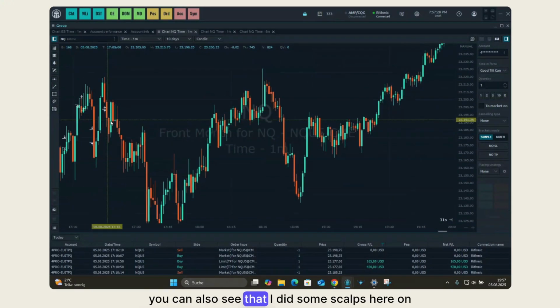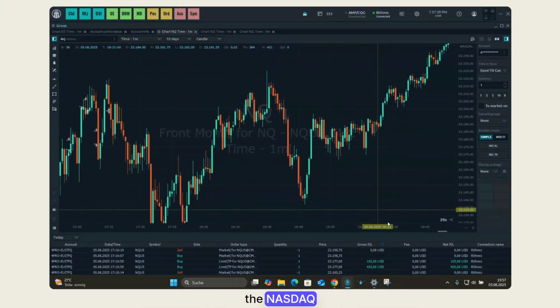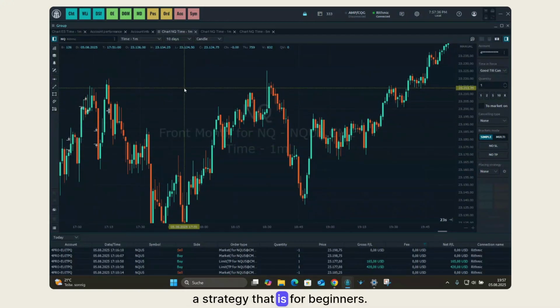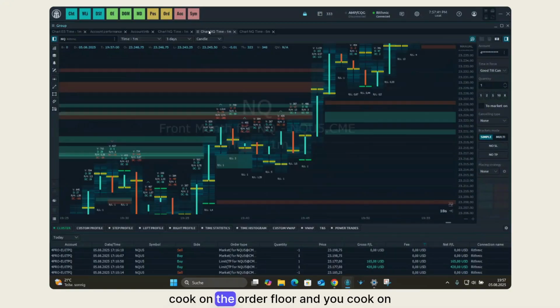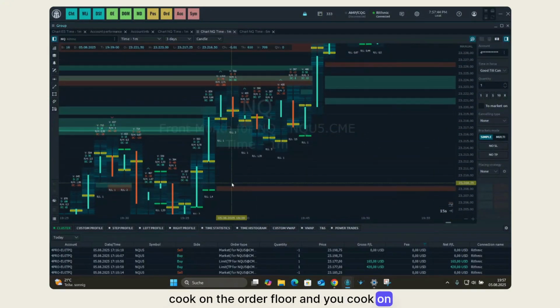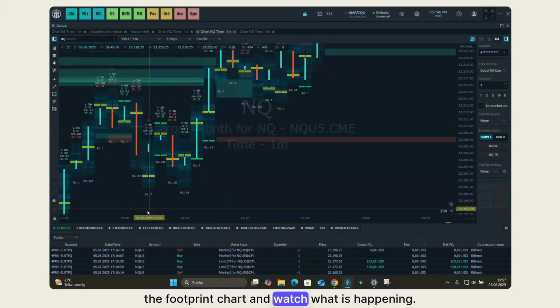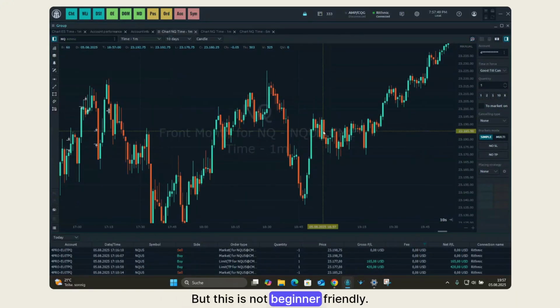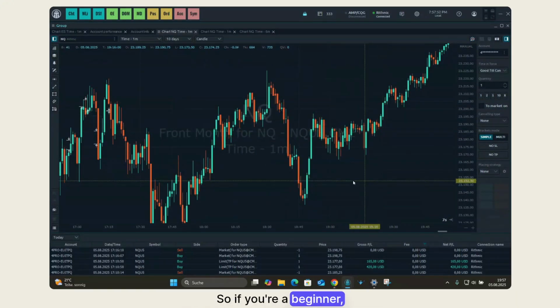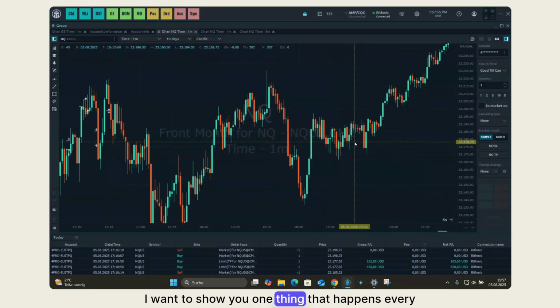You can also see that I did some scalps here on the Nasdaq and made some profit, but this is not a strategy that is for beginners. This is scalping where you read the tape and you look at the order flow and the footprint chart and what is happening, but this is not beginner friendly. So if you're a beginner, I want to show you one thing that happens every day in the market and you can trade after that, and it is pretty precise.